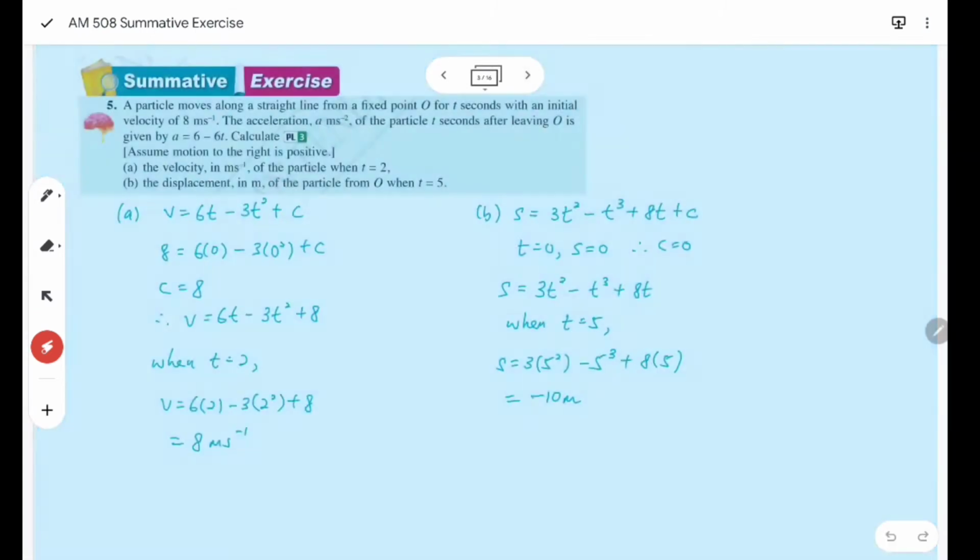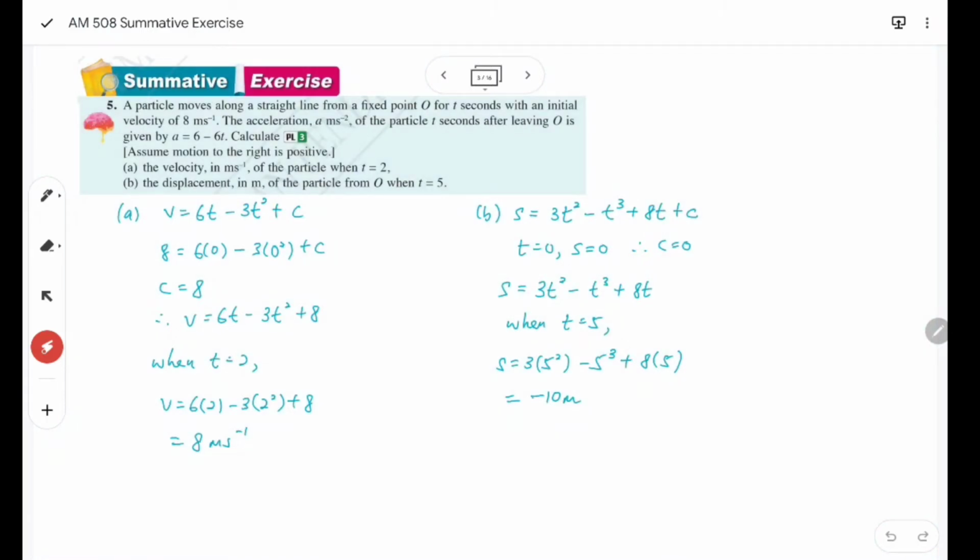Question number 5. A particle moves along a straight line from a fixed point O for t seconds with an initial velocity of 8 meter per second. The acceleration a meter per second square of the particle t seconds after leaving O is given by a equals to 6 minus 6t. Calculate. Assume motion to the right is positive. A, the velocity in meter per second of the particle when t equals to 2.